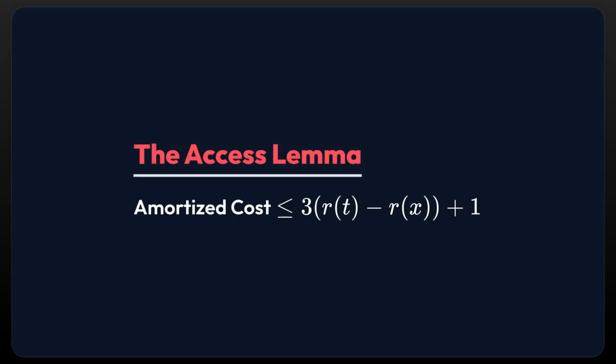The central theorem is the Access Lemma. It states that the amortized cost of splaying a node x to the root t is bounded by 3 times the difference between the rank of t and the rank of x, plus 1. This proves that the cost is logarithmic with respect to the total weight of the tree.